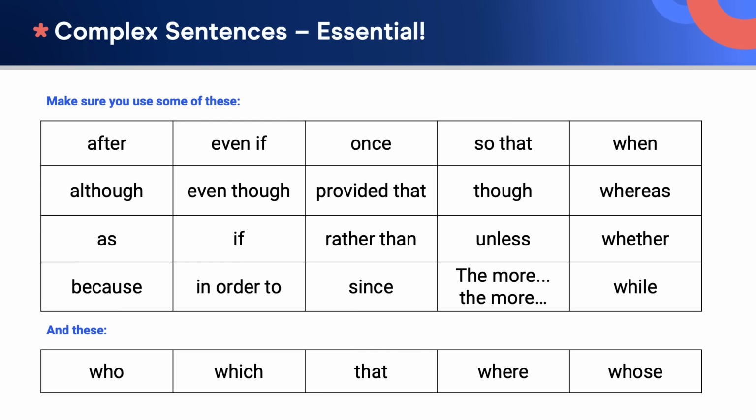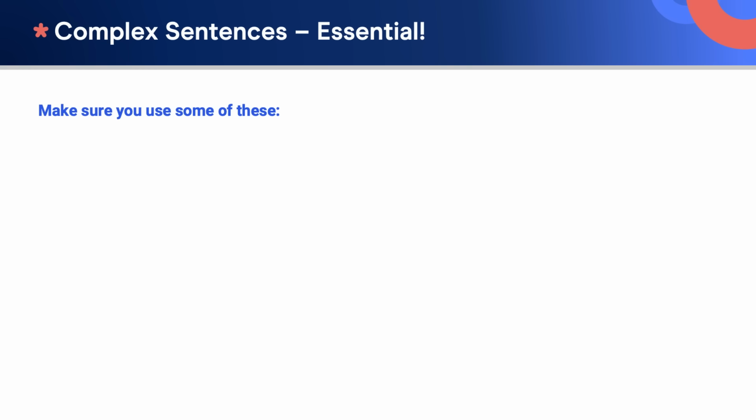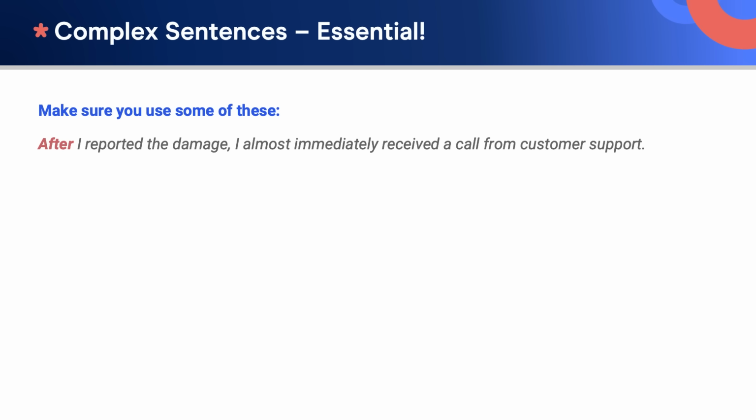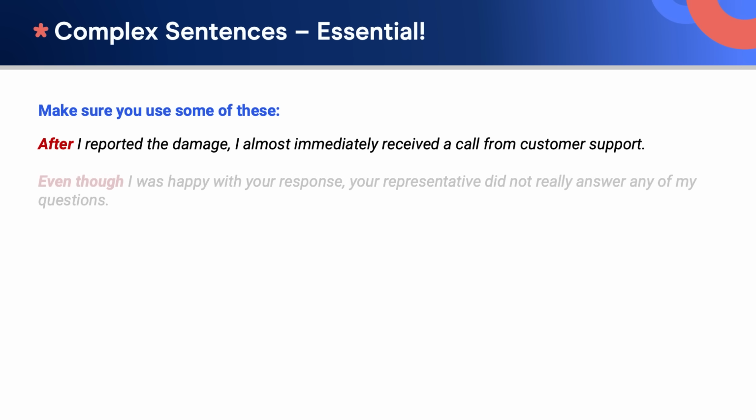The conjunctions like after, even though, and because will help you to express more complex ideas and show how they relate to each other. For example, we can write, after I reported the damage, I almost immediately received a call from customer support. Or, even though I was happy with your prompt response, your representative did not really answer any of my questions.